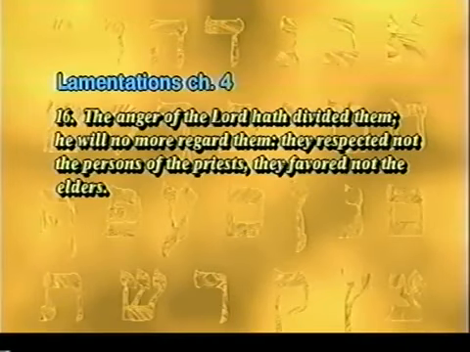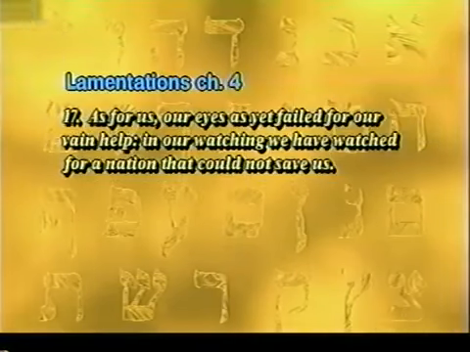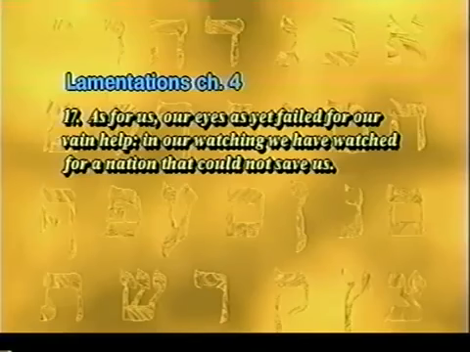All right. Now, the Ayin and the Pei in Lamentations chapter 4, verses 16 and 17. Again, we have Peh first and then Ayin. The anger of the Lord hath divided them. He will no more regard them. They respected not the persons of the priests. They favored not the elders. As for us, our eyes as yet failed for our vain help. In our watching, we have watched for a nation that could not save us.